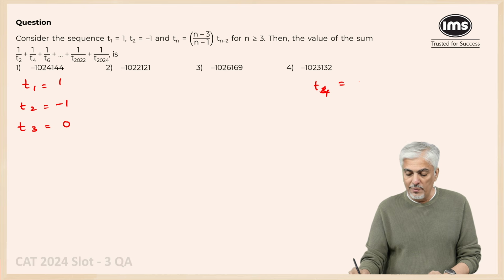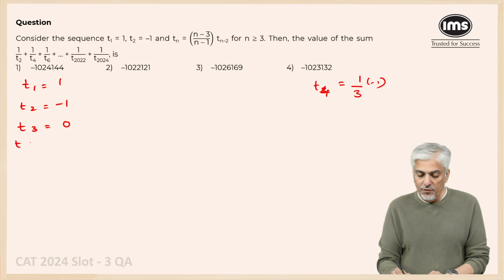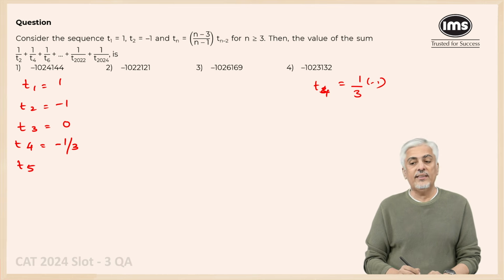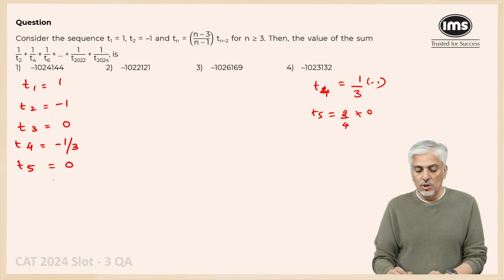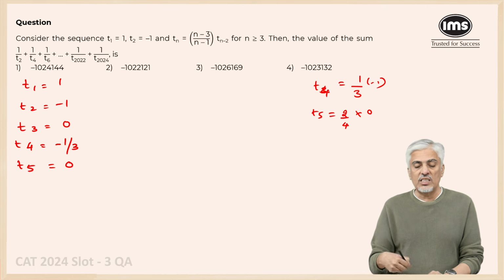What about T4? T4 will be 4 minus 3, 1 upon 4 minus 1, 3 into T2, which is minus 1. So T4 will be minus 1 upon 3. What about T5? T5 will be 5 minus 3, 2 upon 5 minus 1, 4 into T3, which is 0. So this will anyway become 0. So looks like every odd term after T1, T3, T5, all of them will keep becoming 0.